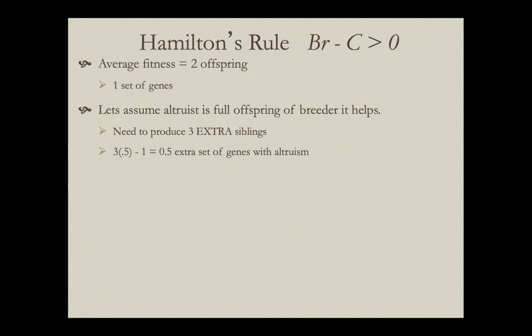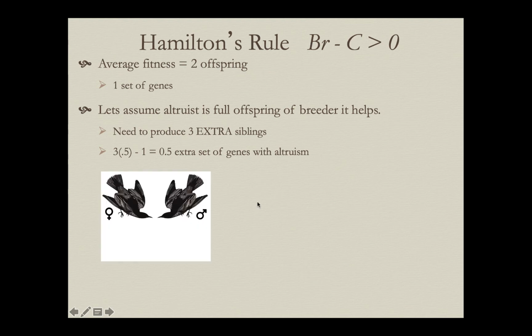So remember, the B here is the number of extra offspring that are produced. Again, if you are helping mom and dad, though, you're multiplying this by the relatedness you have to those individuals, which is 0.5. So 3 times 0.5 is 1.5 minus 1. So you're getting 0.5 extra sets of genes with your altruistic behavior than you would have been able to do on your own because the cost is 1. You would have been able to produce 2 offspring, each of which are half related to you, so 1 set of genes. And graphically, let me just kind of show you what that would look like.